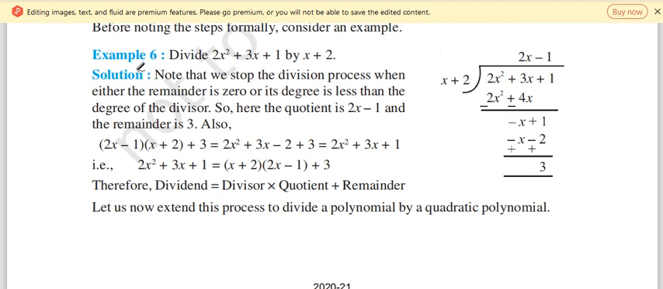Now we divide this by x plus 2. X plus 2 is not a factor of this, then we get the remainder. The remainder must be of degree less than the degree of the divisor. The degree of the remainder must be less than the degree of the divisor.